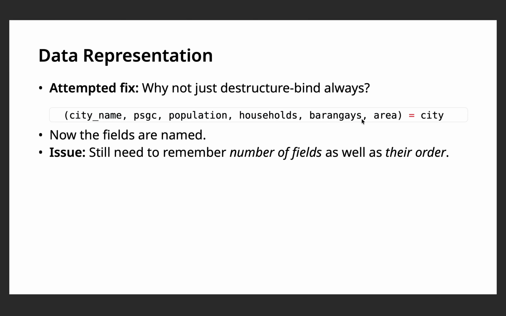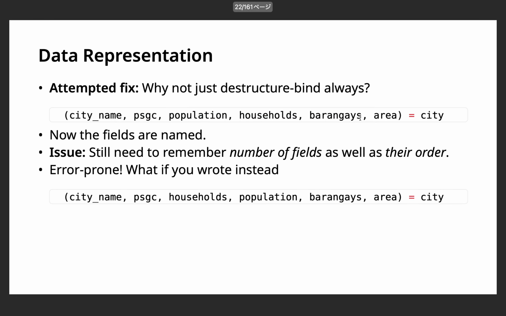So this entry has 1, 2, 3, 4, 5, 6. Yeah, 6 entries or columns. And aside from that, the harder thing to remember is their order. So you would have to remember that the first entry is the city name, the next entry is the PSGC, then so on and so forth. So this is very easy to mess up.